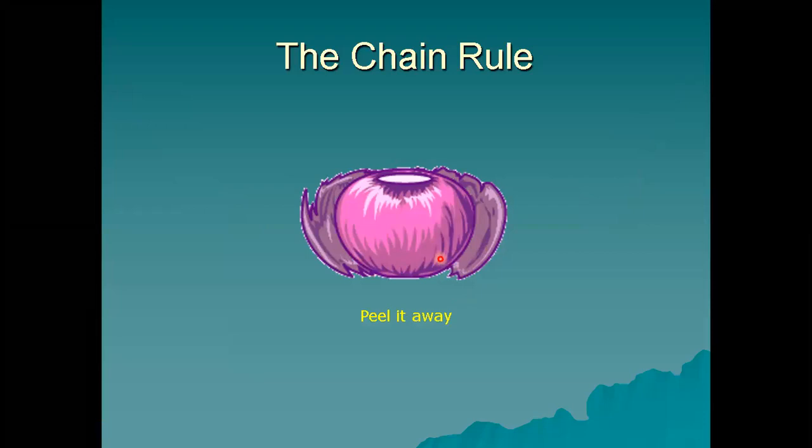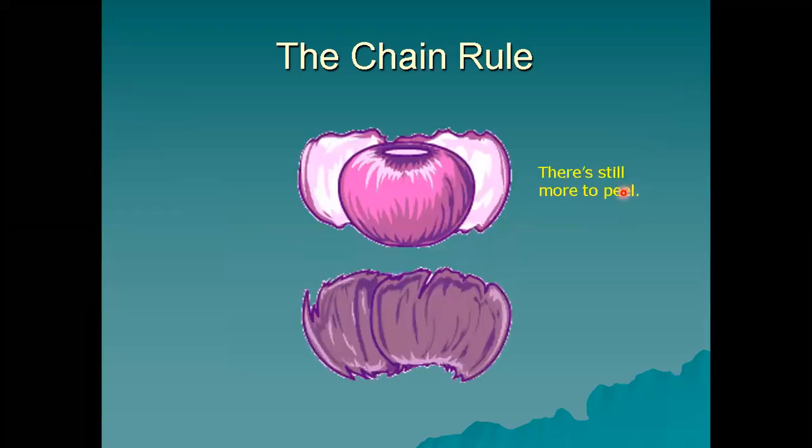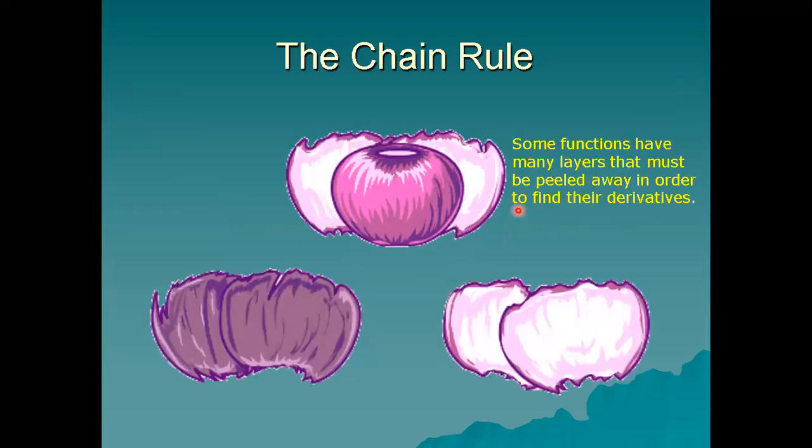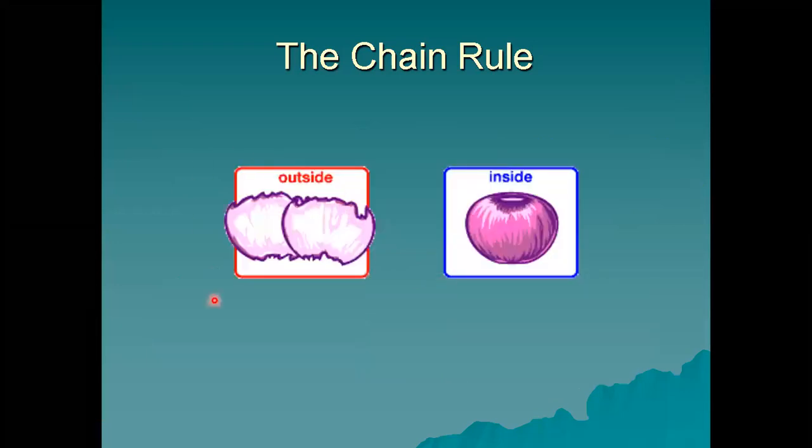It's just like peeling away the onion, and there's still more to peel. Remember, when you peel an onion, as you peel it, there's still more to peel. Some functions have many layers that must be peeled away in order to find their derivatives. So this is what it looks like outside, and this is what it looks like inside.